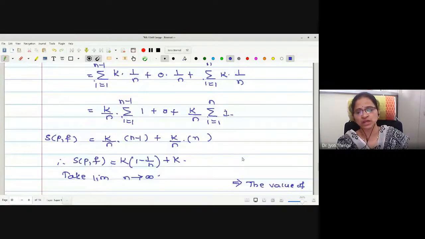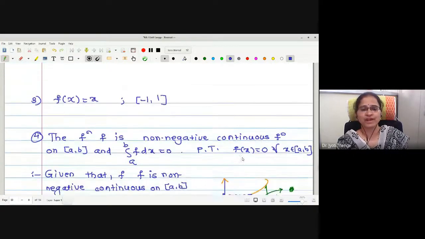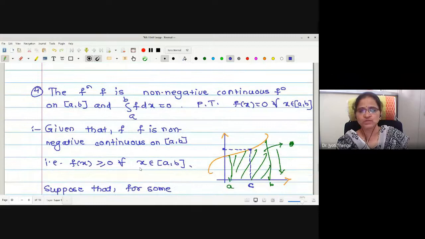Then later, by using the Riemann sum method, we have found the value. One example I have given for homework as well.